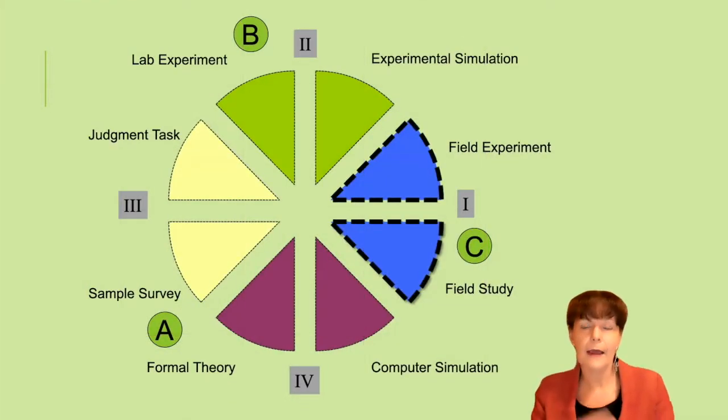So then let's move to a more specific discussion of each of the individual quadrants. First of all, we'll look at the field strategies. As I said, we will talk about two different strategies within this: the field study and the field experiments.